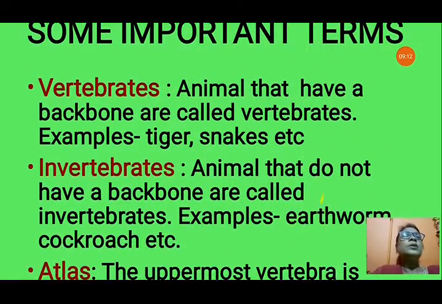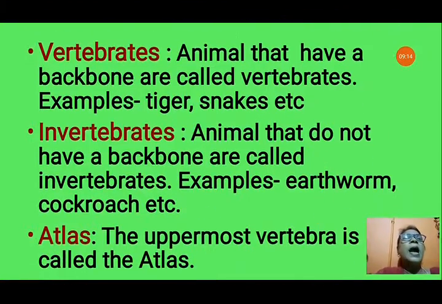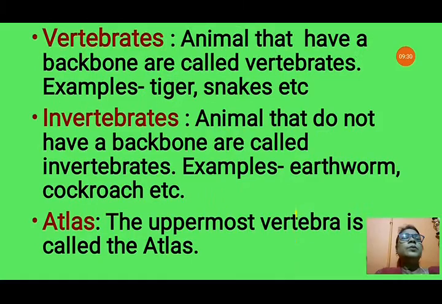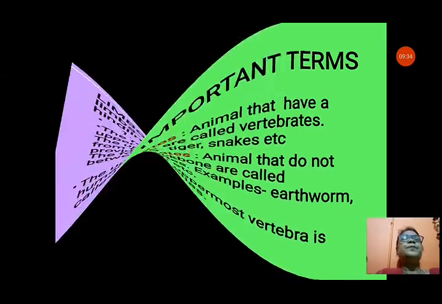Now some important terms are there. Vertebrates. Animals that have a backbone are called vertebrates, for example tiger, snakes, etc. Invertebrates. Animals that do not have a backbone are known as invertebrates, for example earthworm, cockroaches, they do not have a backbone. Atlas, the uppermost vertebra of the vertebral column is known as atlas.